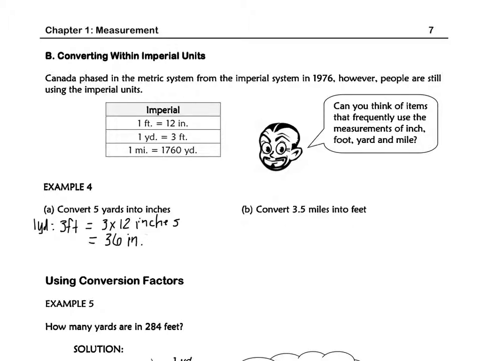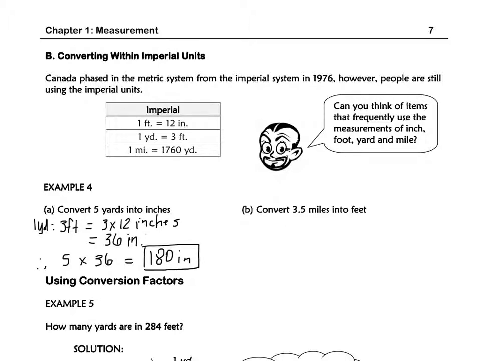Inches. I'm just going to use the abbreviation. So therefore, 5 yards is 5 times 36, which is 180 inches. So there's your answer. 5 yards is 180 inches.